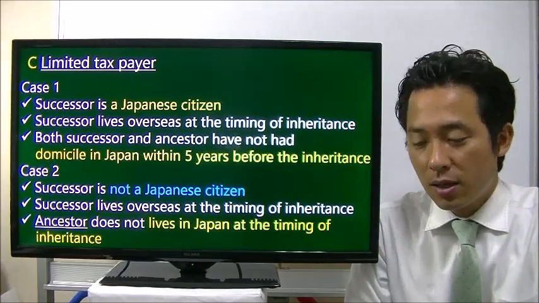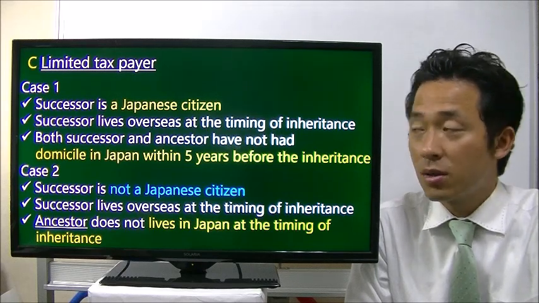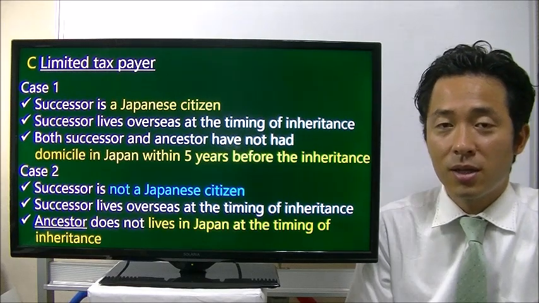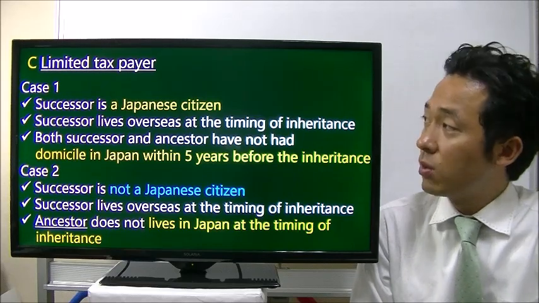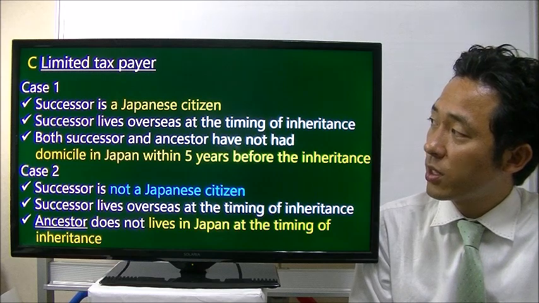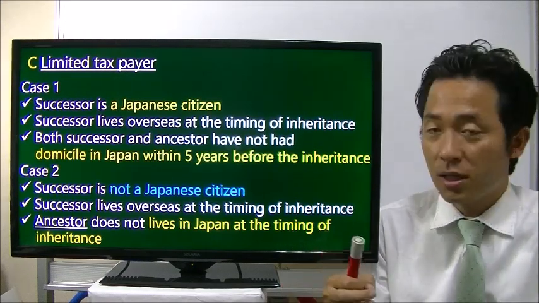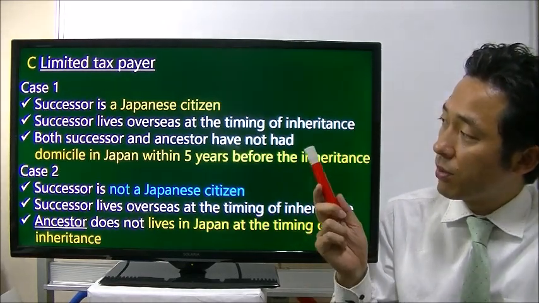And the second change of the law is about the limited taxpayers. This has a more negative impact for the taxpayers. There are two types of limited taxpayer. The first is in case you are Japanese, and the second is in case you are not Japanese. Let me briefly go through.